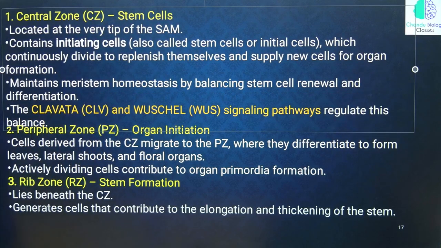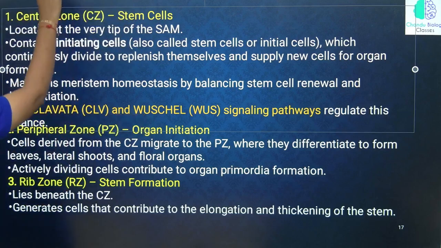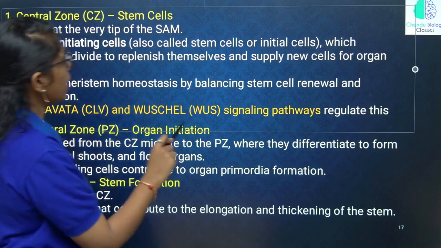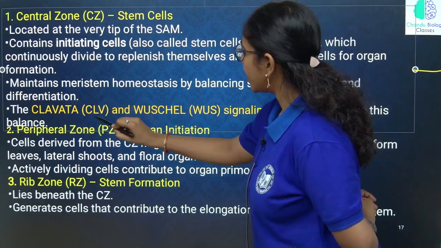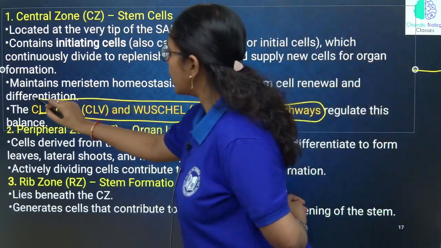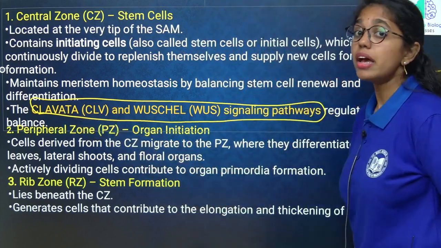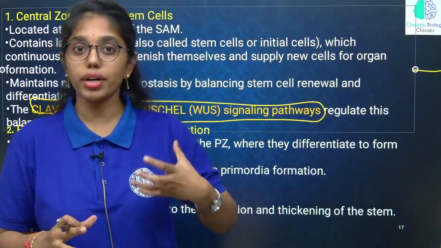Yes, the central zone will give rise to stem cells, correct? How are they giving rise to stem cells? Here it has a signaling pathway, called the Clavata-Wuschel signaling pathway. When we discuss all the signaling pathways, we will discuss it in a more detailed way.